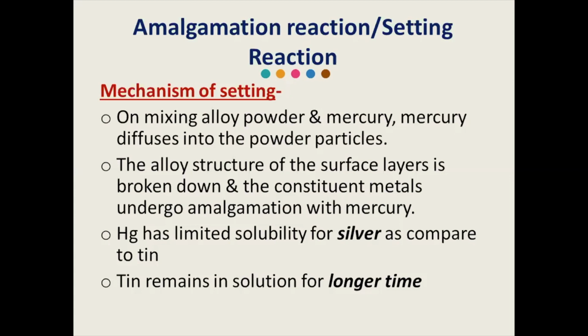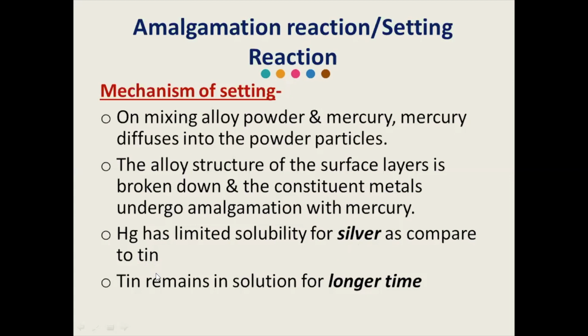the reaction. On mixing, the alloy powder and mercury diffuses into the powder particle. The alloy structure of the surface layer is broken down and the constituent metals undergo amalgamation with mercury. It means the oxide layer gets broken, the metal comes directly in contact with the mercury, and the reaction starts. Now the mercury has limited solubility for silver as compared to tin. Silver has a solubility of about 0.035% as compared to tin, which has 0.6%.